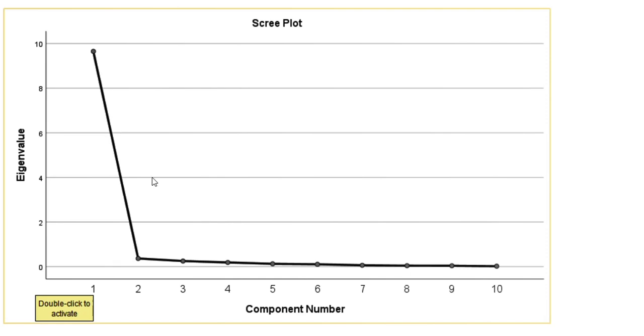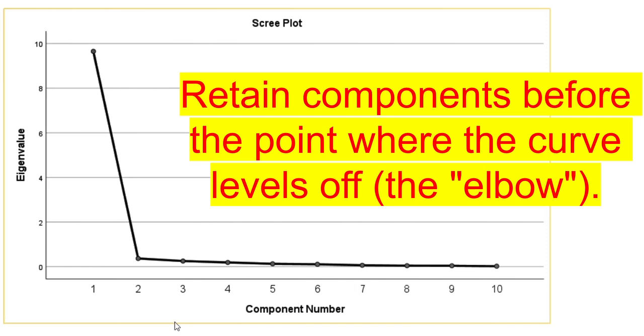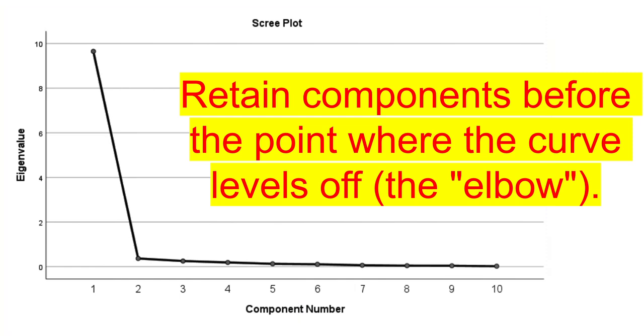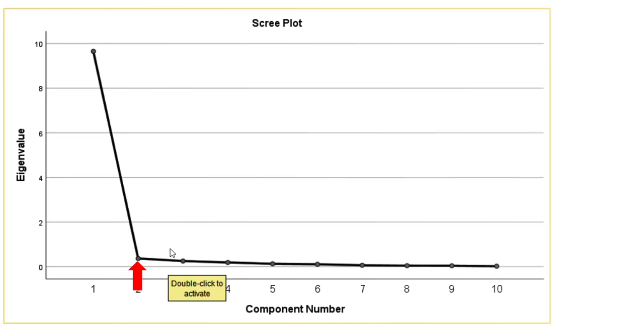Scree plot. A Scree plot indicates component number on the x-axis and eigenvalue on the y-axis. How to interpret a Scree plot? We retain the components before the point where the curve levels off, such as the elbow. In this example, the curve flattens after the second component, so we will keep only the first component. Suppose the curve starts flattening after the fifth component, in that case we will consider the first four components.